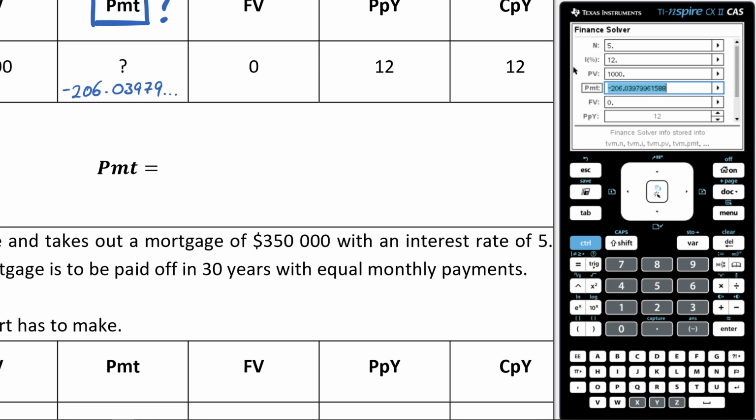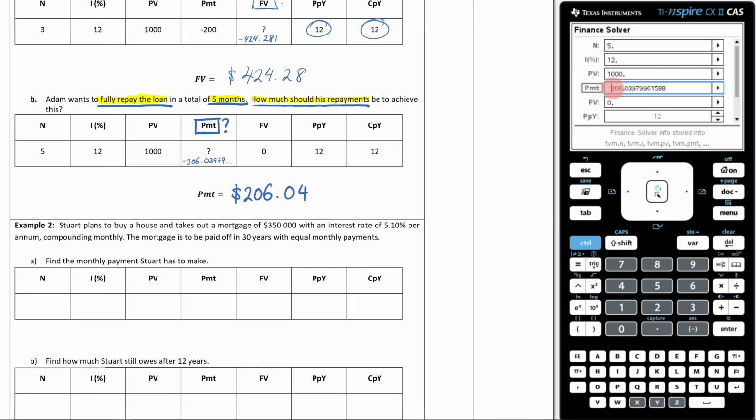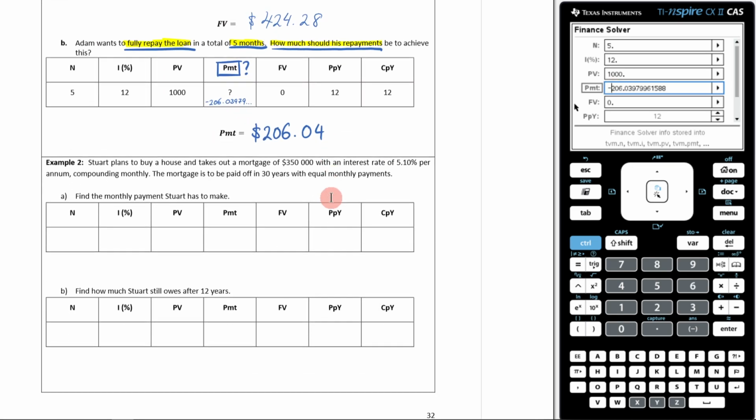Now, why is it negative? Can we think about that for a moment? The reason why it's negative is because it's a repayment. You're taking money out of your pocket and giving it to the bank to pay off this loan. It's money coming out of your pocket. When you write down your answer, you're not going to say negative. What you're going to say is the payments are going to be $206, and now this is where you're going to have to round, 4 cents. So that is going to be my answer right there. All right, hopefully that has made sense.